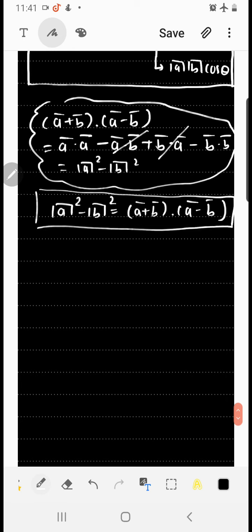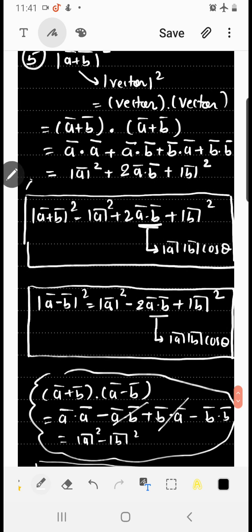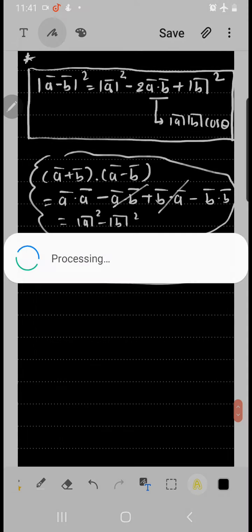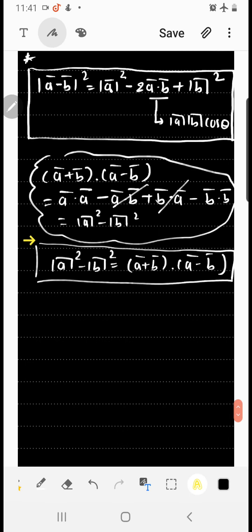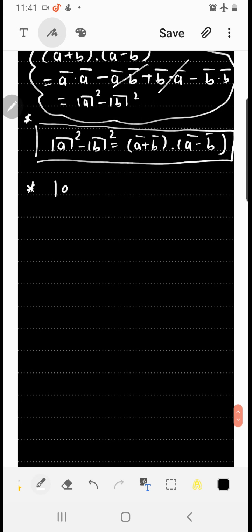OK, now let's add one more result to it, and just put a star on the results, that would be better. There are too many results here. Result number 1, result number 2, this is result number 3, and then we have finally the fourth result, which says mod of a bar plus b bar plus c bar whole square, that is 3 vectors whole square.